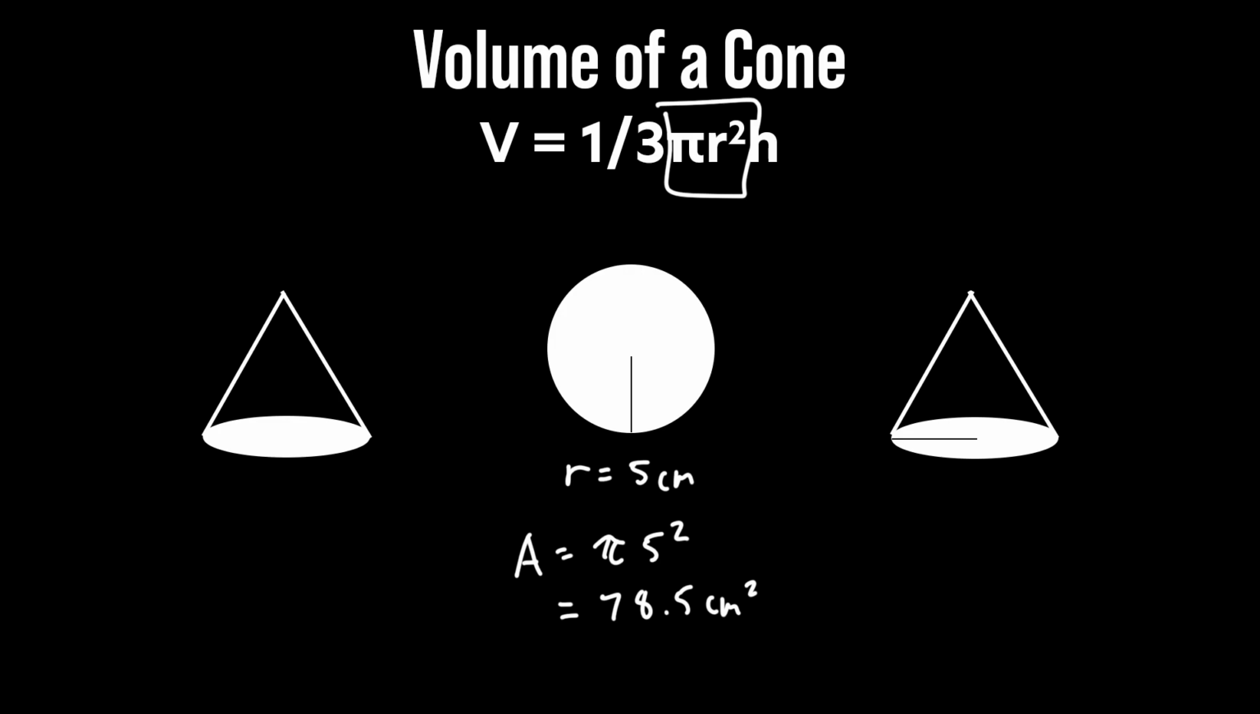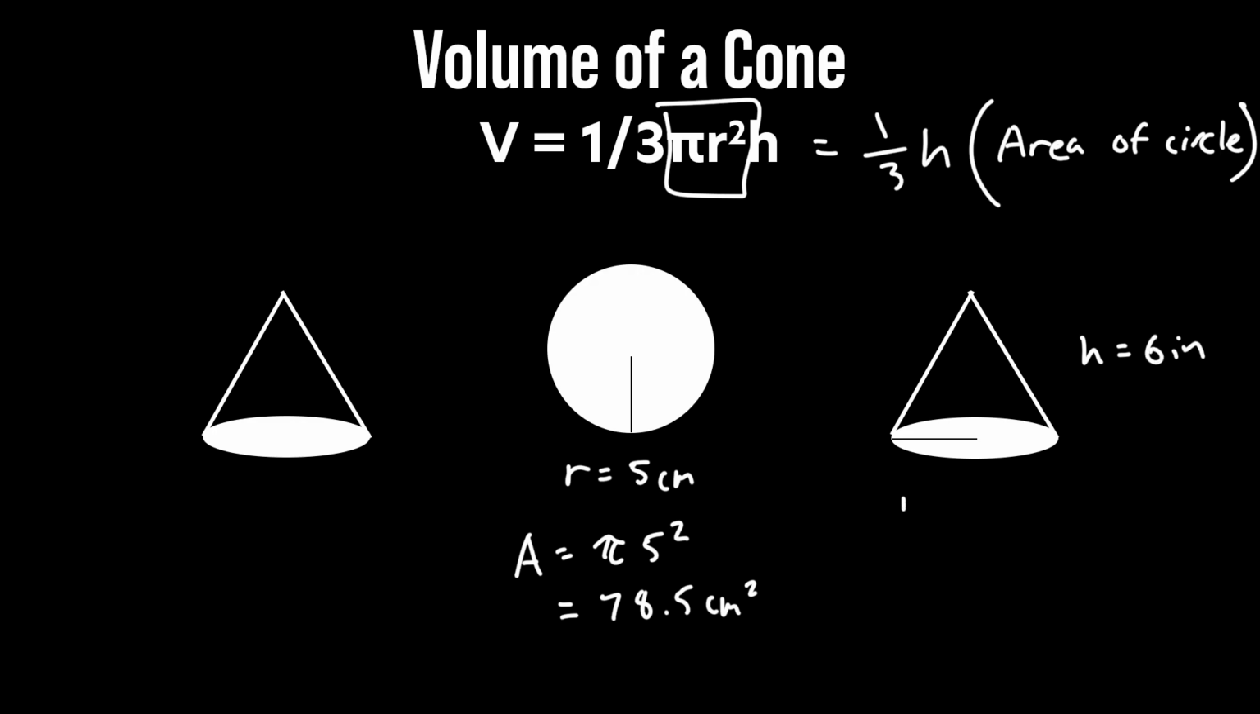So essentially, the volume of a cone is simply 1/3 height times the area of the circle. Let's say in this case, the height is equal to 6 inches and the radius is equal to 3 inches. Well, how would we find the volume of this cone? Well, first, let's find the area of the base, the circle. That would be the area is equal to pi times 3 squared.